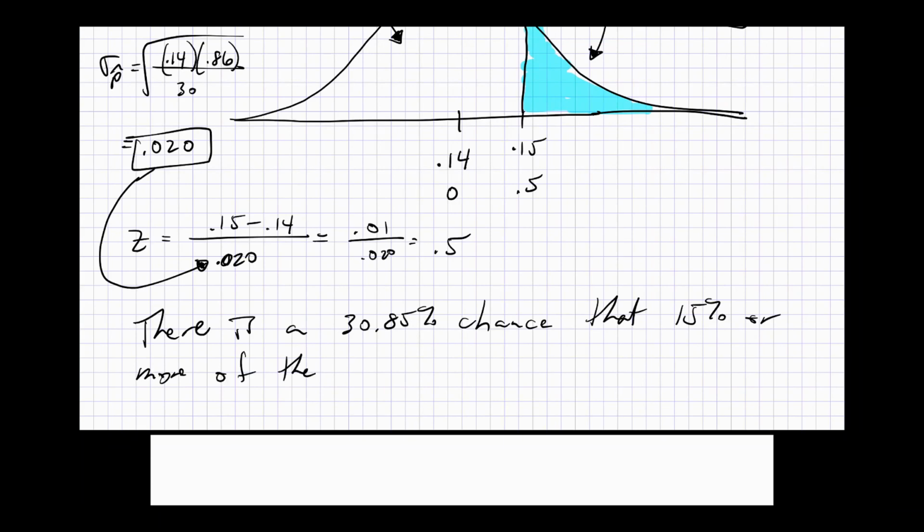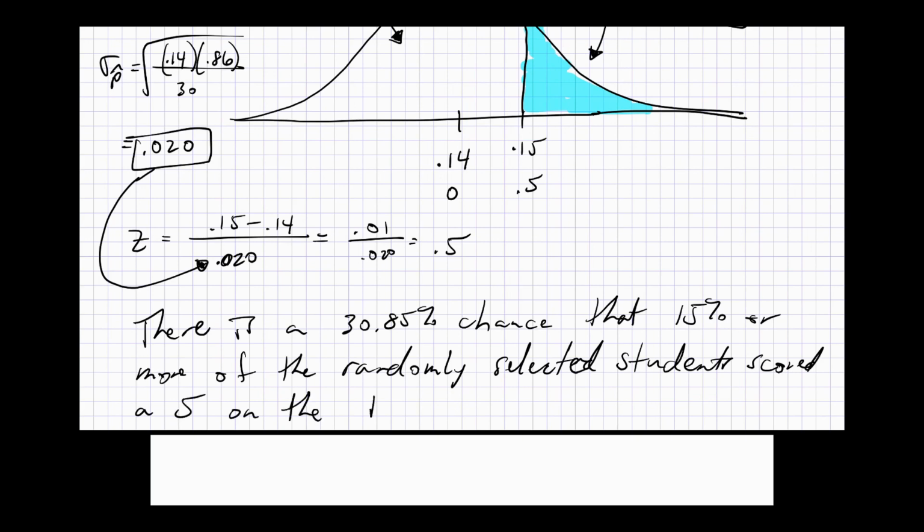Of the randomly selected students scored a 5 on the 2016 AP Stats exam. Okay, so there is a 30.85% chance that 15% or more of the randomly selected students scored a 5 on the 2016 AP Stats exam. Okay, it has to say that.